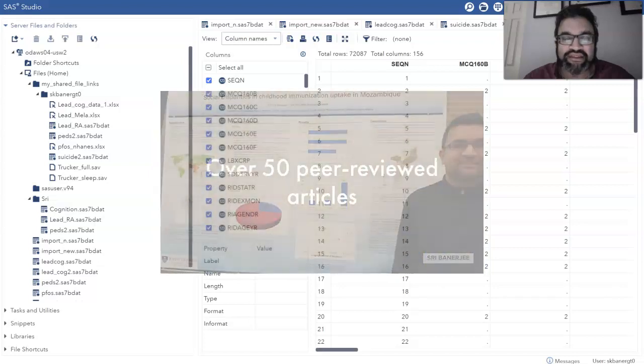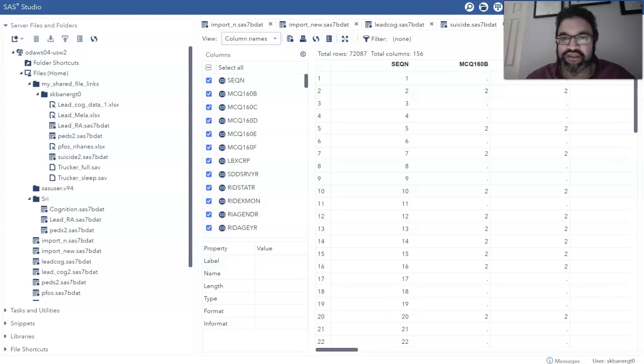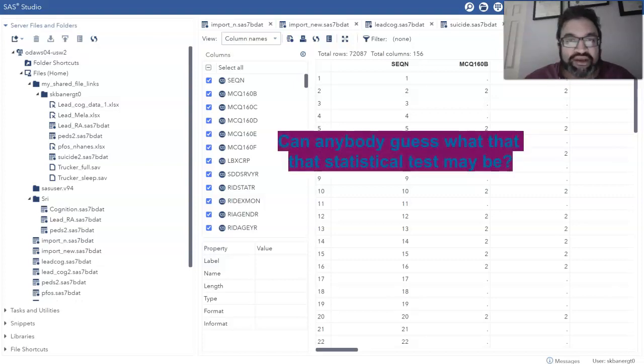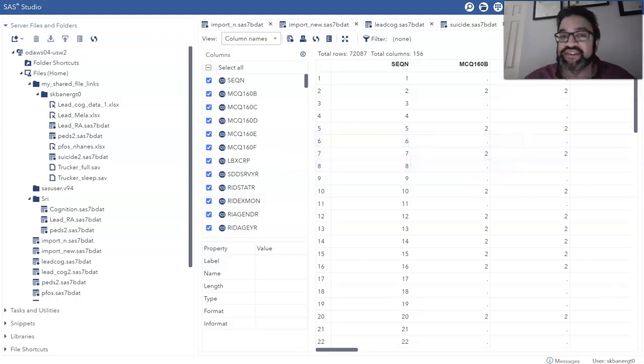Hi, I'm Dr. Tree Banerjee. In this video tutorial, I will be showing you exactly how to conduct several important statistical tests, one of which is a categorical variable versus a categorical variable. Can anybody guess what that statistical test may be? Well, if you guessed chi-square, then you were absolutely correct.